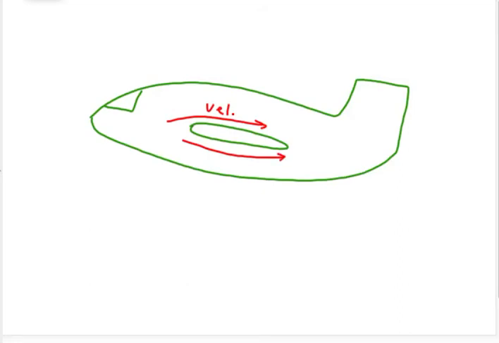Here's an airplane. See the airplane? Here's the wing. See the wing? And so what they're saying is the velocity here above the wing is moving faster than the velocity here below the wing. So this one is greater than this one.